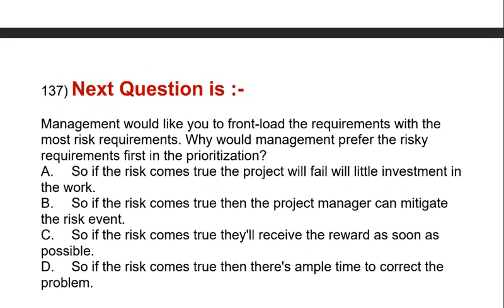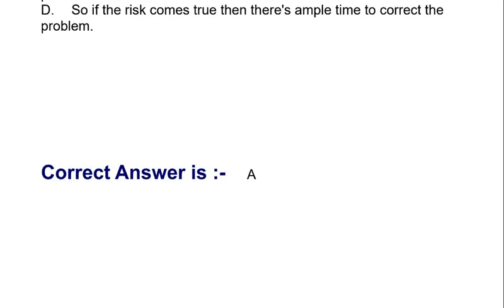Question is, management would like you to front load the requirements with the most risk requirements. Why would management prefer the risky requirements first in the prioritization? Option A, so if the risk comes true, the project will fail with little investment in the work. Option B, so if the risk comes true, then the project manager can mitigate the risk event. Option C, so if the risk comes true, they will receive the reward as soon as possible. Option D, so if the risk comes true, then there is ample time to correct the problem. Correct answer is option A.